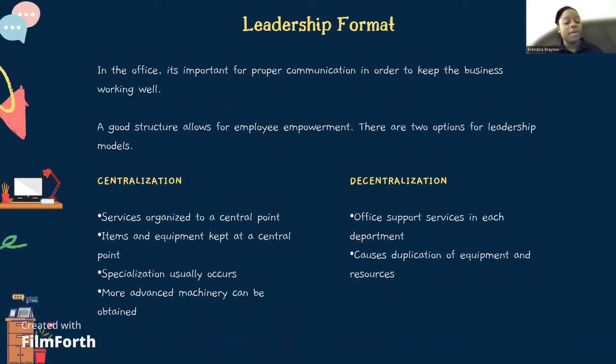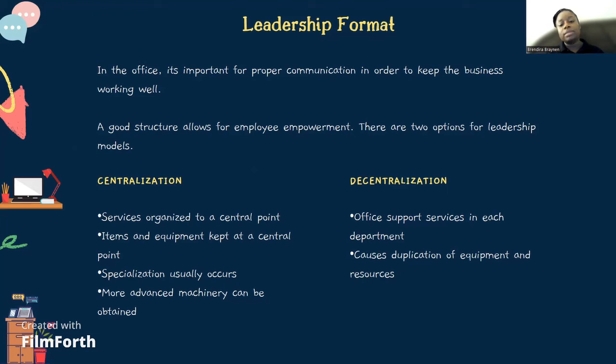When we look at leadership format in an office, it's important, no matter what the structure is or how big or how small it is, that there's proper communication to keep the business working well. And so a good organizational structure and a good team working together allows for proper employee empowerment, making employees feel like they can ask questions, making them feel as though they can have input on their job and what their job is doing, etc. That's something that's important as well.